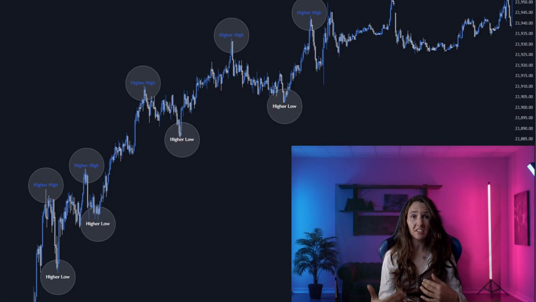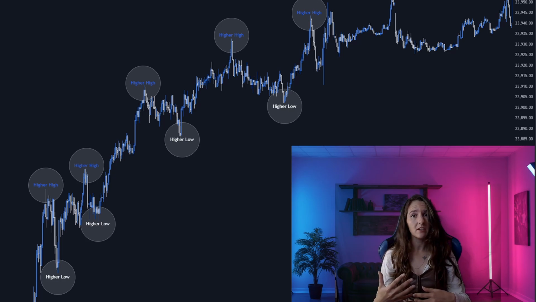But here's how we actually identify these phases objectively. We use highs and lows. Uptrend, higher highs and higher lows. Downtrend, lower lows and lower highs. Consolidation, well, market's just doing whatever it wants with no clear direction. So let's break this down.